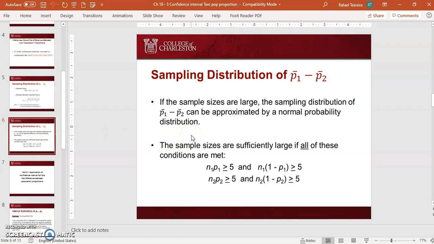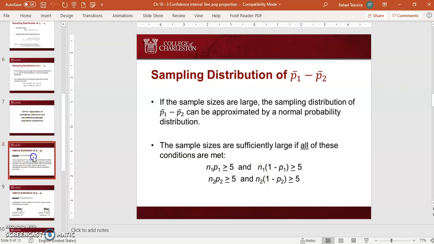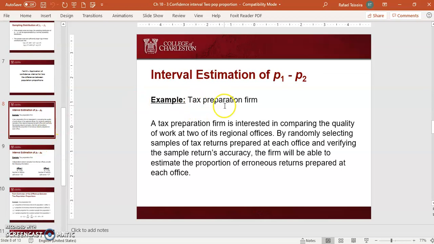We are going to also have two conditions. Remember those conditions from previous chapters. We have a more detailed explanation about this in chapters 8 and 9. So I'm going to go to an example so you can understand. For example, a tax preparation firm is interested in comparing the quality of work at two of its regional offices. They select samples of tax returns prepared at each office and verify the sample returns' accuracy. Then the firm will be able to estimate the proportion of erroneous returns prepared at each office.